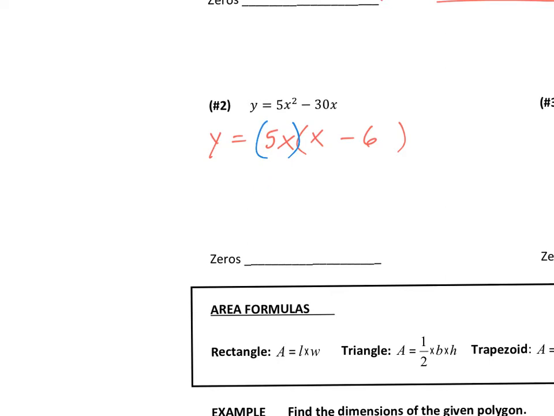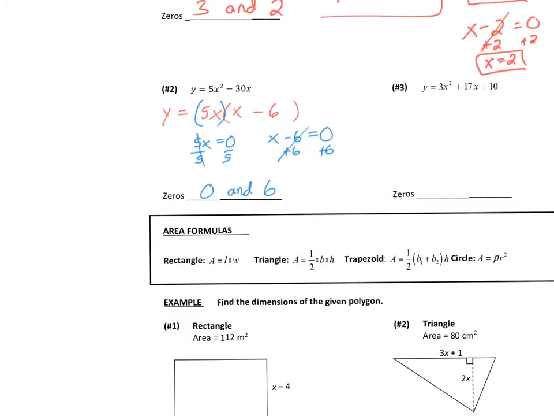Another way you could do it is just do 5x equals 0, x minus 6 equals 0, and you would solve. If you solve the first equation, what is 0 divided by 5? 0. So one of the zeros is 0. The other equation, you would add 6. What is 0 plus 6? 6. So those are the two zeros you get.